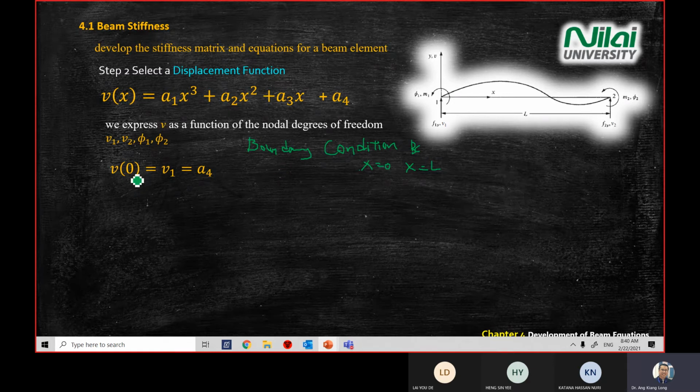The first boundary condition is x equal to 0, which is your starting point here. If you replace x equals 0 in this formula, v(0), this term is 0, this one is 0, and you have only one constant value, which is a sub 4. Currently, we're still at the mathematics steps.